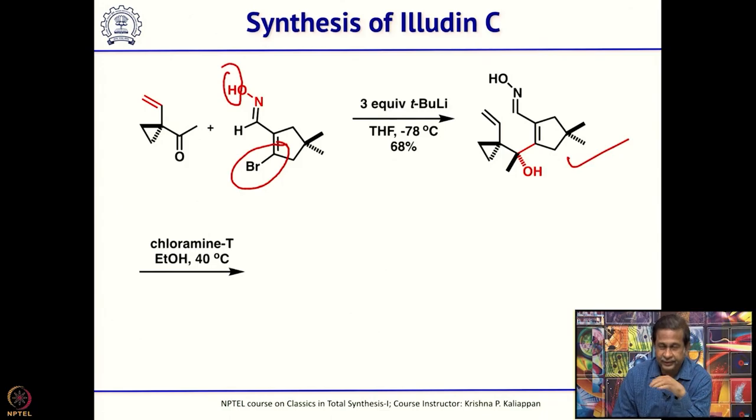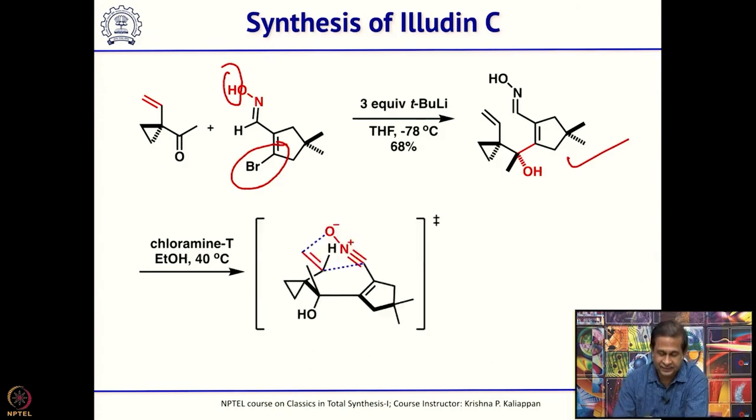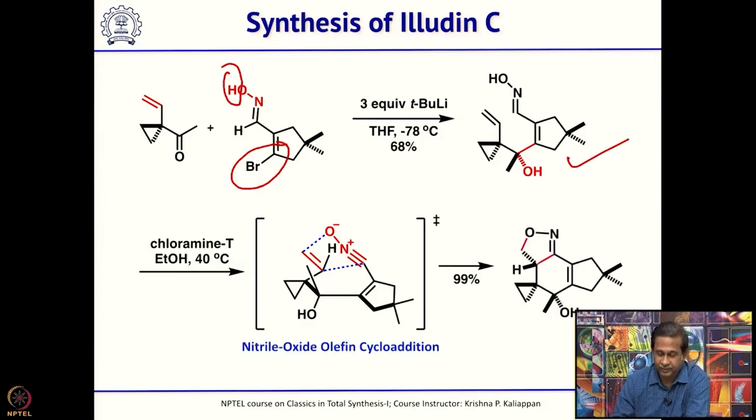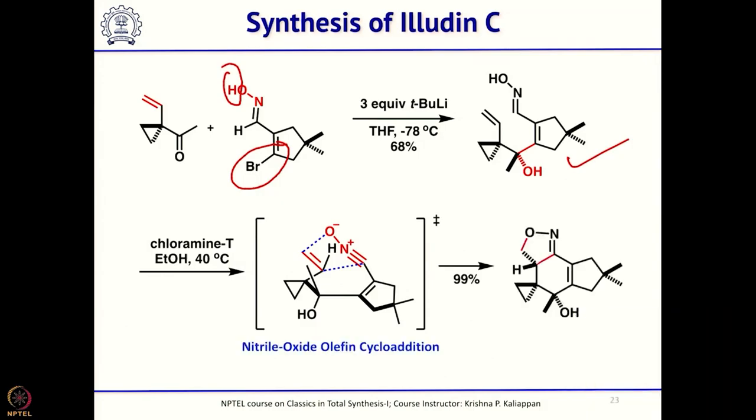Now you treat this with chloramine T. Okay, chloramine T is a chlorine source. So chlorination followed by elimination, you generate this nitrile oxide. So once you generate this nitrile oxide, the double bond is ideally situated for the nitrile oxide olefin cycloaddition reaction. So that takes place to give your tetracyclic compound. Okay, so very high yielding reaction. You can see 99% yield.